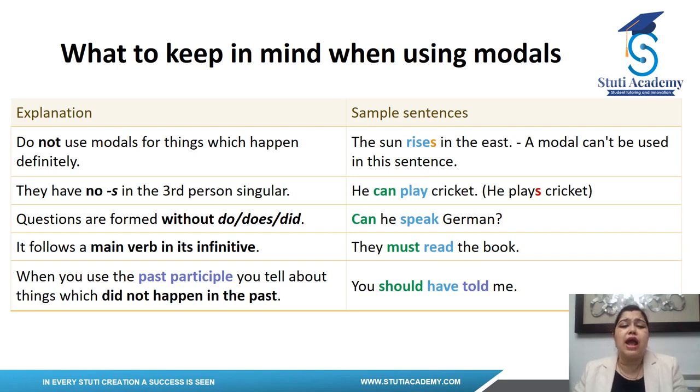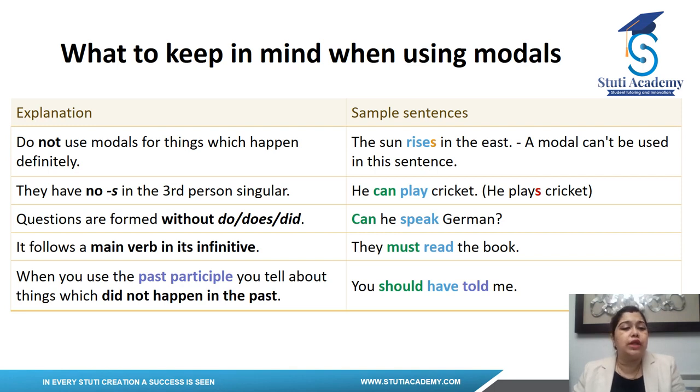Modal verbs have no s or suffixes in the third person singular. Like, he can play cricket. He can play cricket is his ability to play cricket in the present. He can do this activity. He plays cricket. When you say plays with an s, that is a suffix. You don't need a modal verb here. That sentence is complete in itself. You don't need a helping verb. That action is complete.